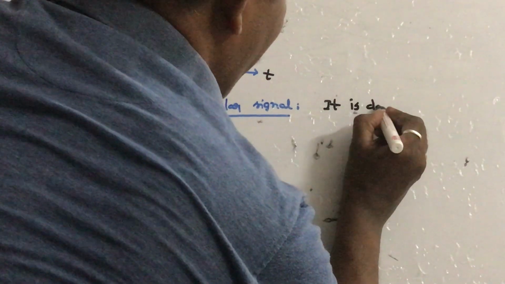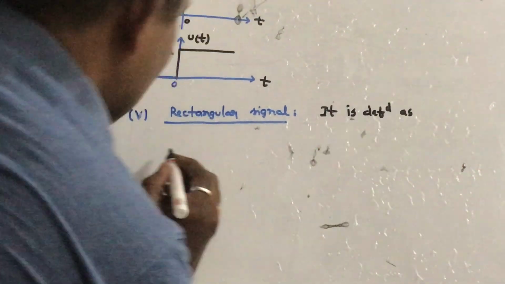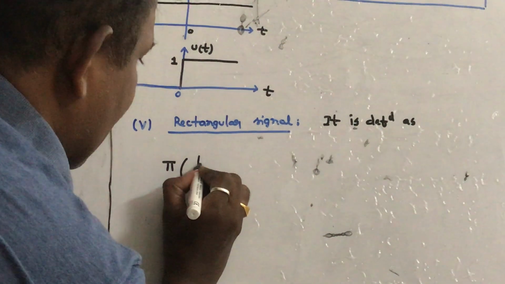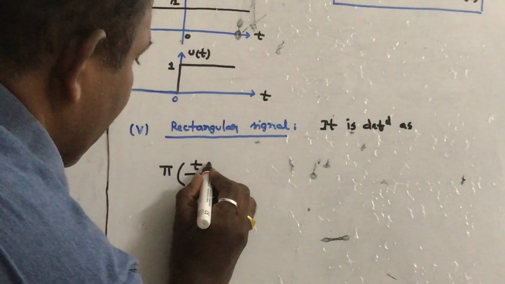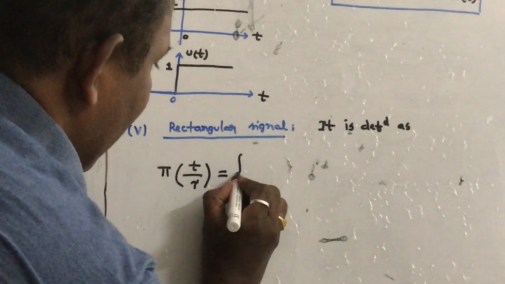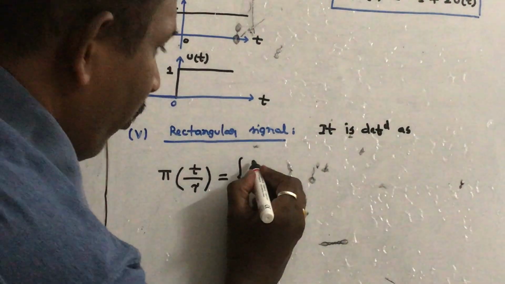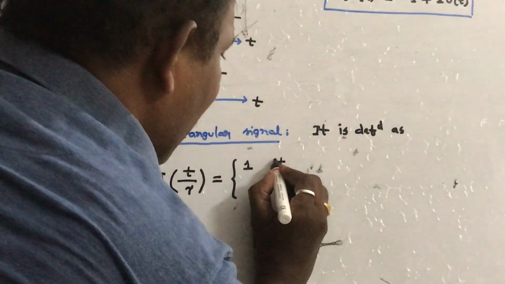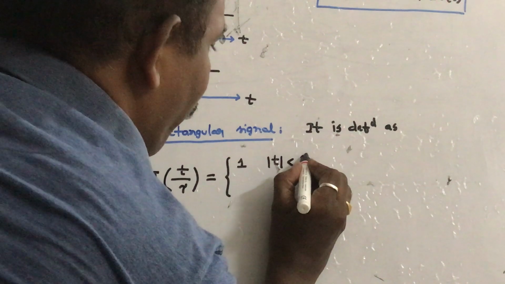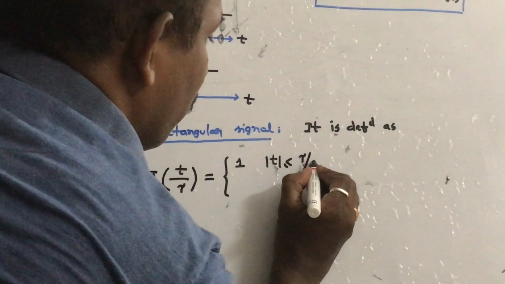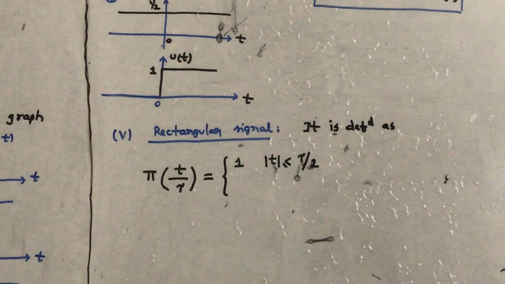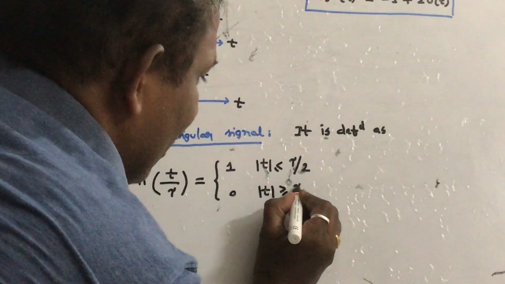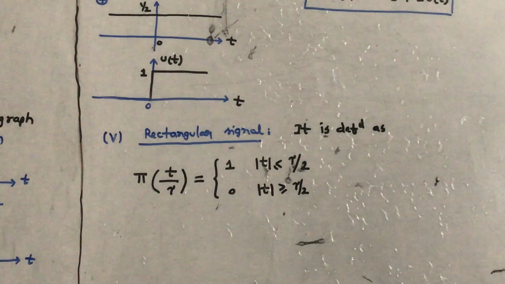It is represented with pi, remember that. So pi of t by tau, remember that very carefully. So t by tau, its amplitude is 1 for mod t less than or equal to tau by 2, and 0 for mod t greater than or equal to tau by 2.